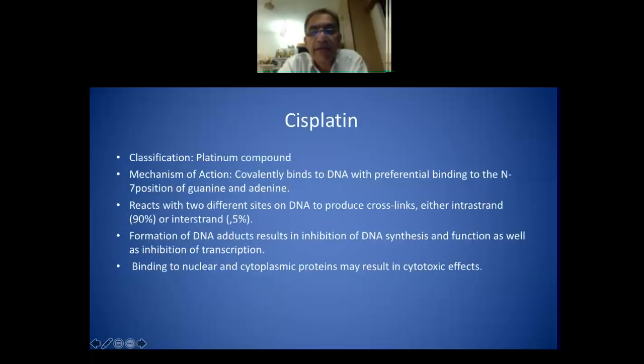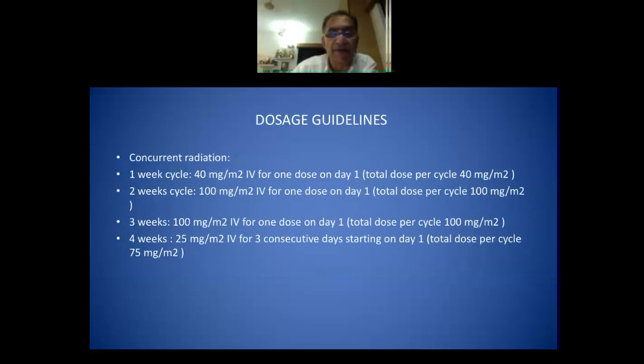The other radiosensitizer is cisplatin, which is probably, I would say, the crowd favorite. It is cheap, and if you personally ask me, we've been using cisplatin for more than 3 decades, and probably the best results that we have achieved are with cisplatin, and it goes very well with concurrent radiation. We just give it at 40 milligram per meter square weekly once.